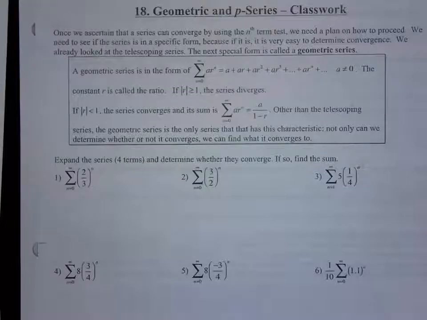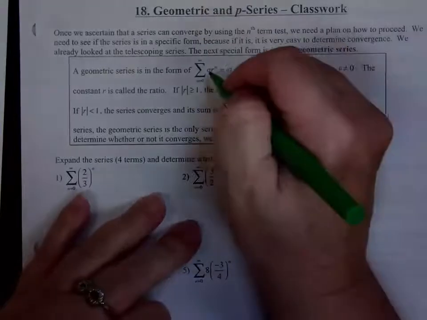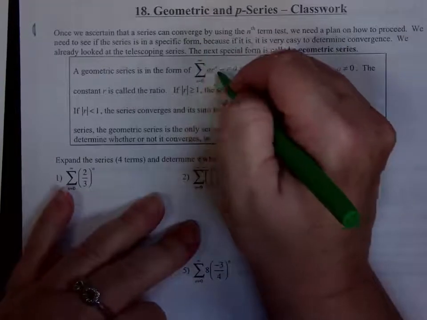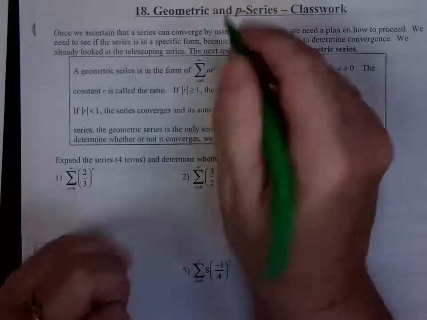Today we're going to talk about two special types of series, a geometric series and what is called a p-series. So let's start with geometric. This is something you were quickly introduced to in Algebra 2. It is a series where things increase by multiplying each term by a common ratio. So it says in the box here that a geometric series is in the form of the sum from n equals 0 to infinity of a times r to the n.